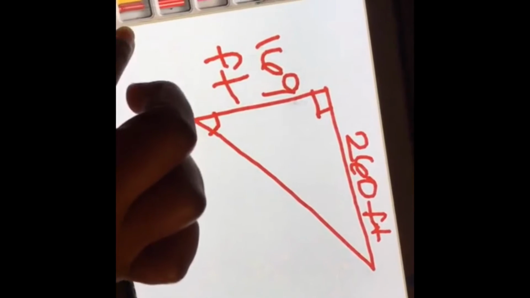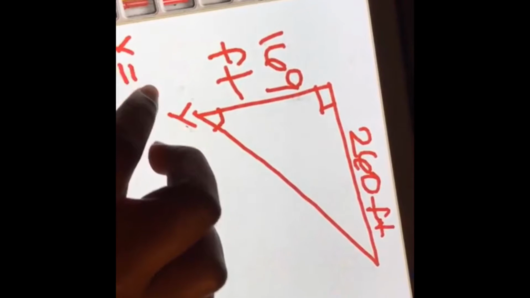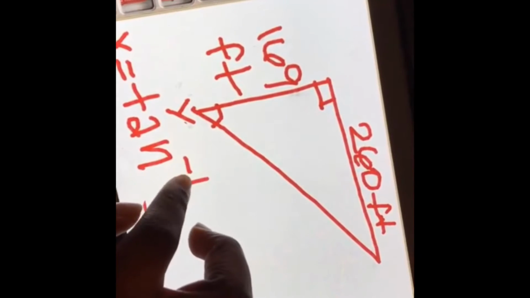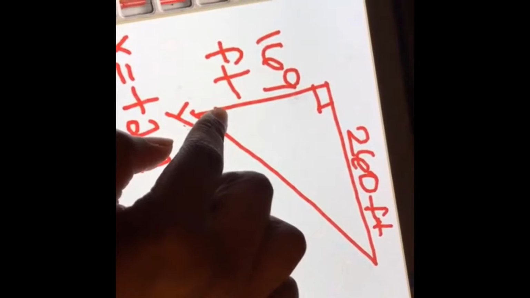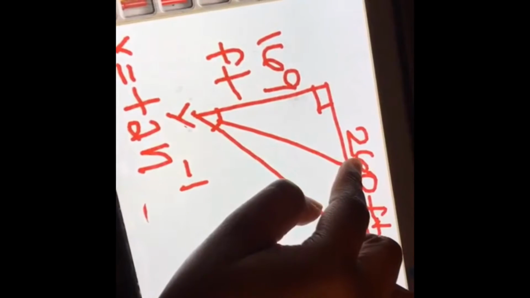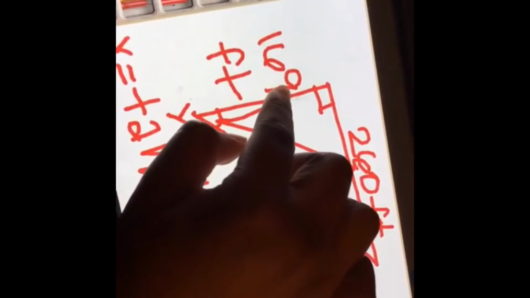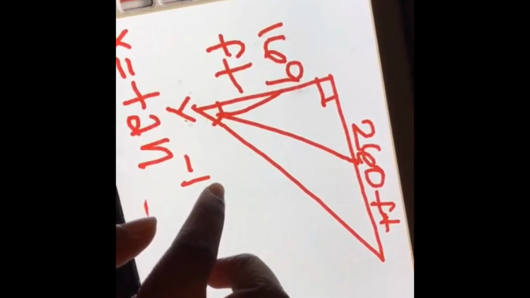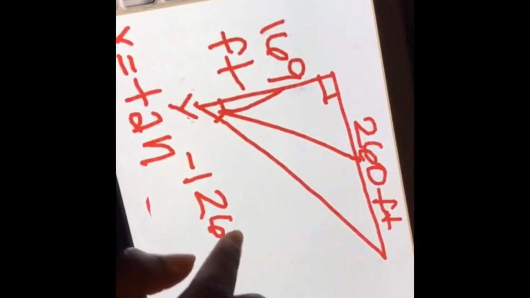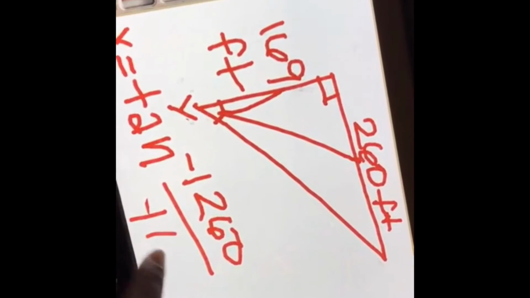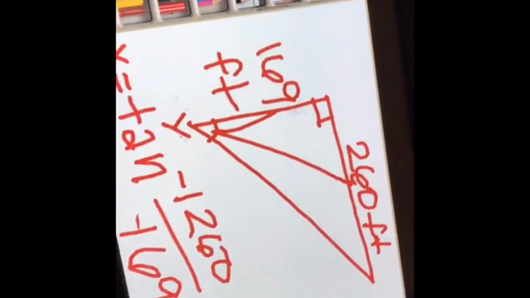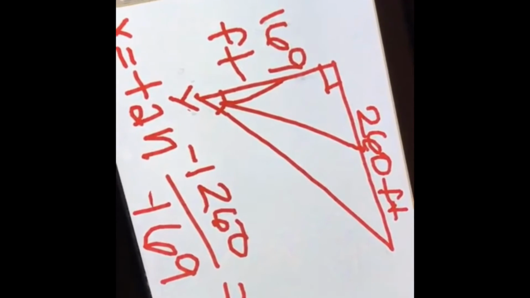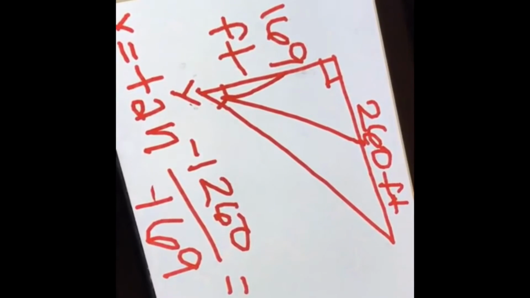So we're going to write Y is equal to the inverse of tangent, and if you go from your angle here, 260 would be the opposite, and 169 would be the adjacent. So we're going to do 260 over 169. And when you put that into your calculator, you should get 57 degrees.